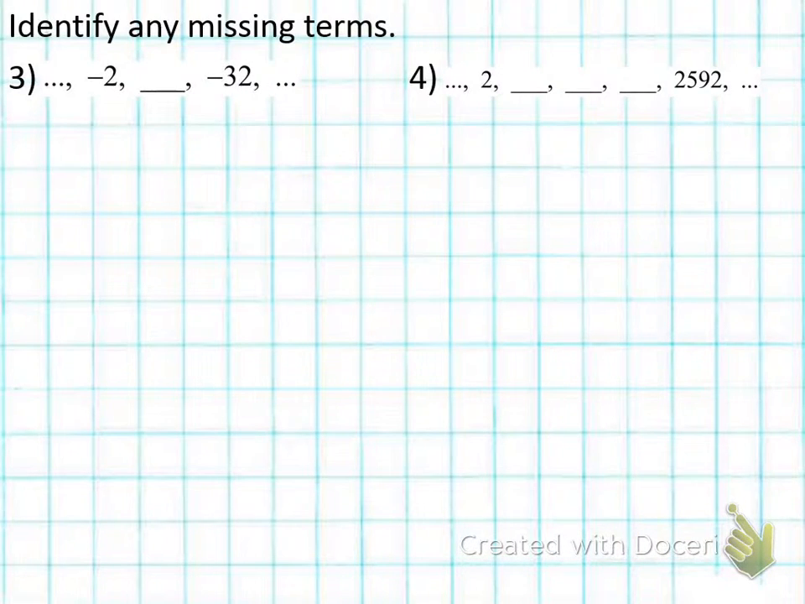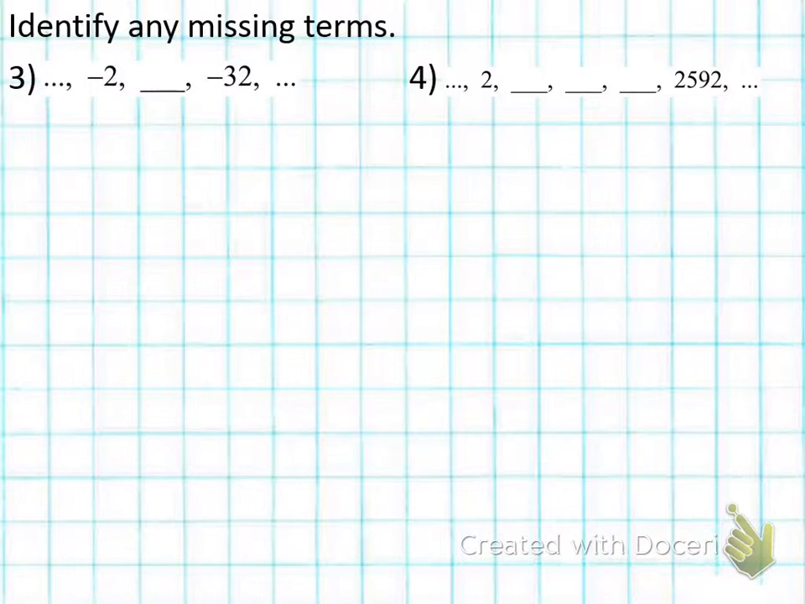Next thing. Identify any missing terms. Okay, so we're talking geometric sequences now, not arithmetic. But remember earlier this week, I said we have a missing term in the middle. How do we figure out the missing term if this was an arithmetic sequence? Someone raise your hand. Yes, Ely. You add the 2 outside terms and divide by 2. Good. So negative 2 plus negative 32 is negative 34. And divide by 2 is negative 17. Correct. Okay, does that make sense?